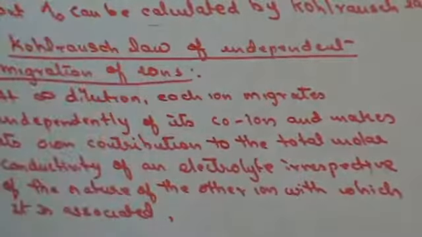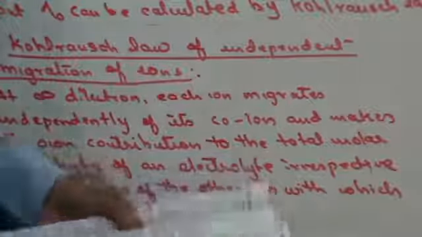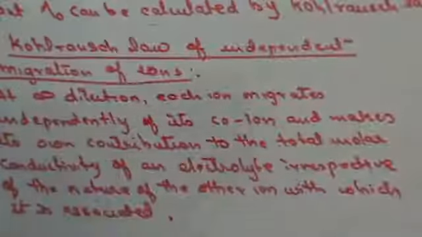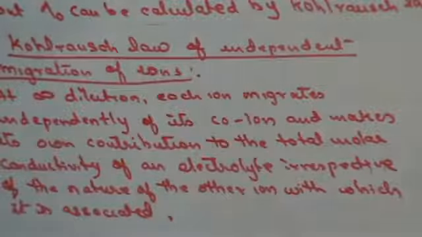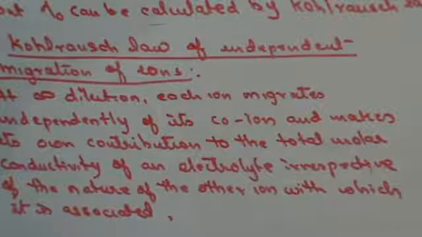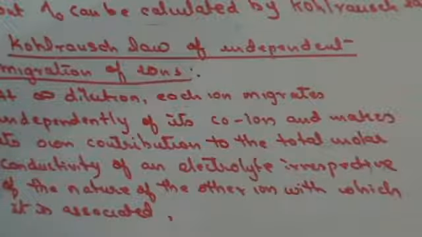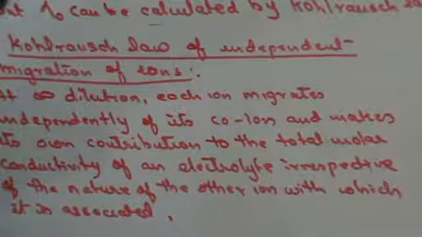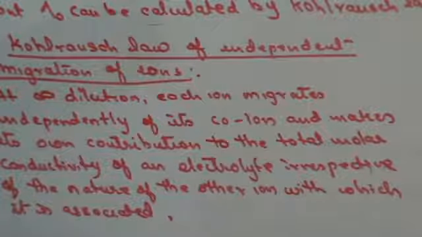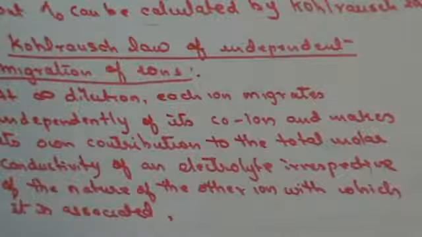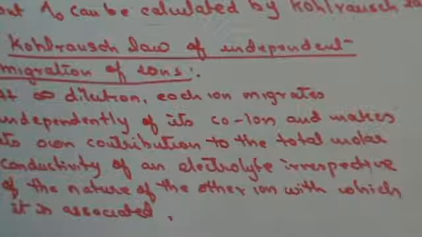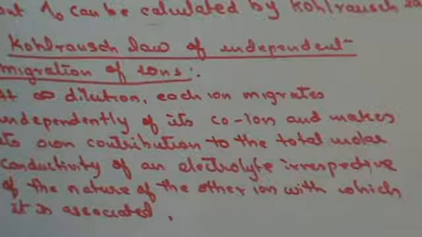Right? So, at infinite dilution, each ion will produce its own effect on the molar conductivity, and that effect will be independent of the other ions that are present in the solution. Now, in the solution, both cations and anions are present, hence both are going to contribute to the molar conductivity. Therefore, if the molar conductivity at infinite dilution depends upon each ion, then it should be equal to the sum of the molar conductivity due to cations and anions.